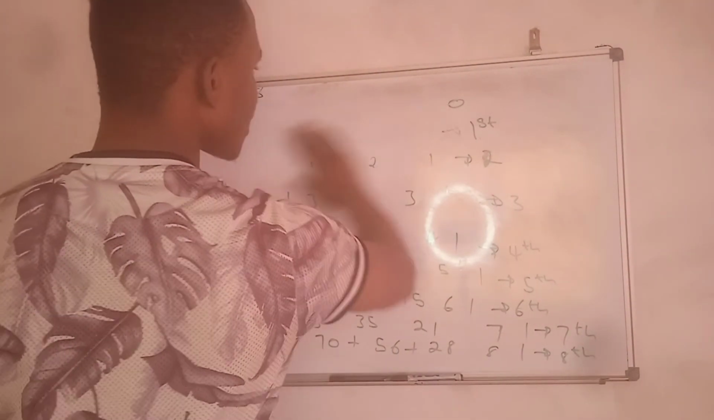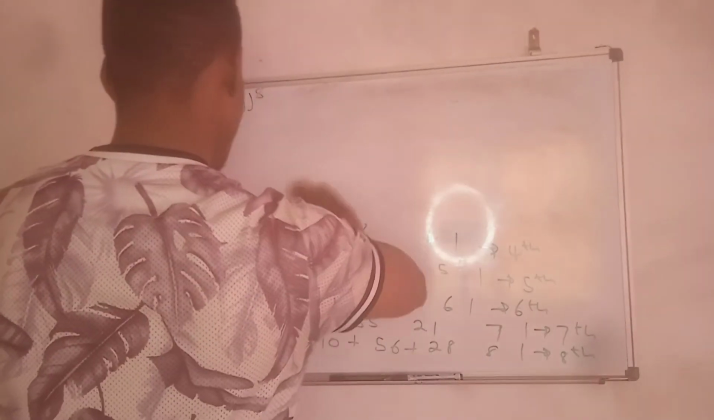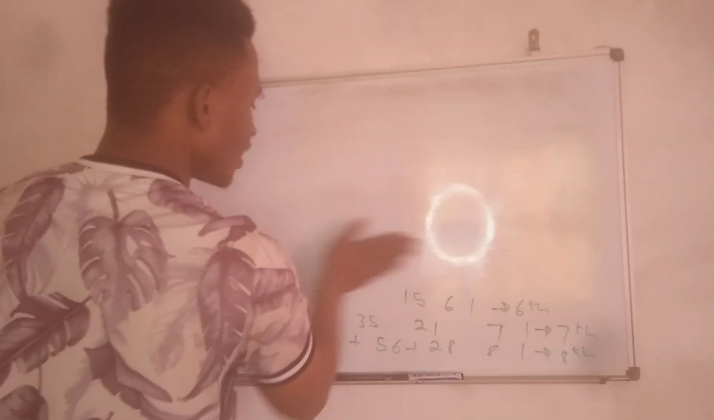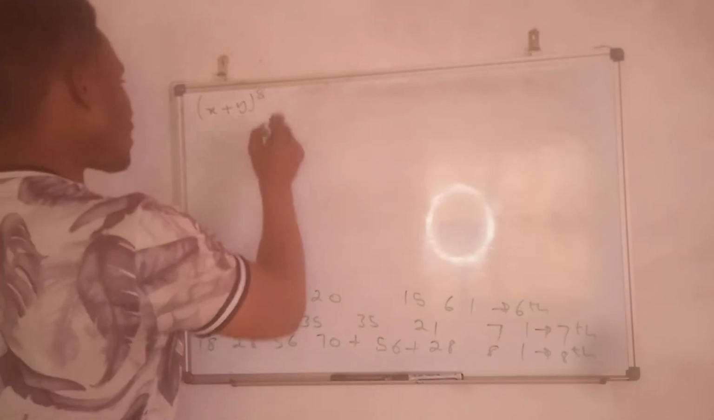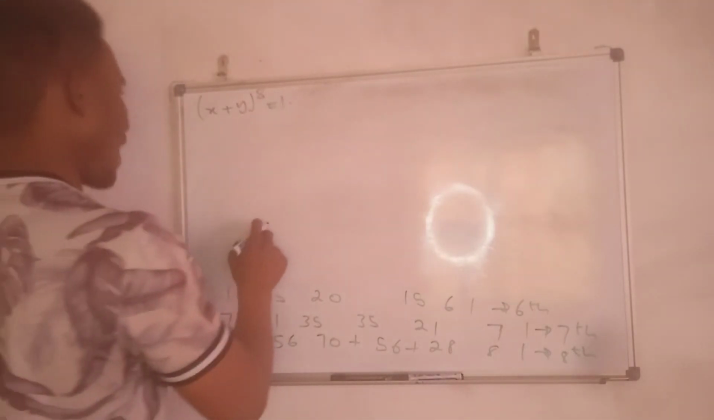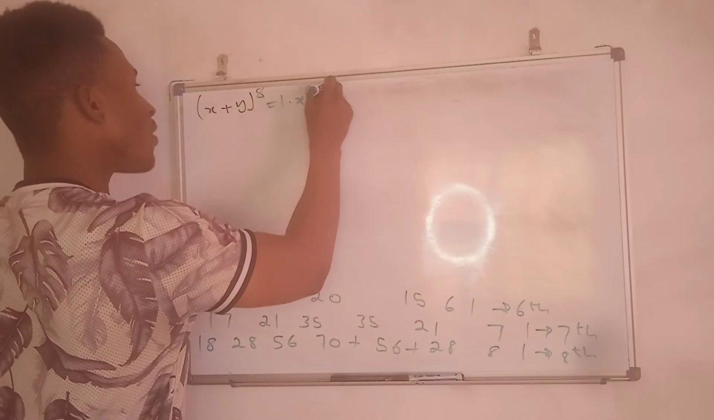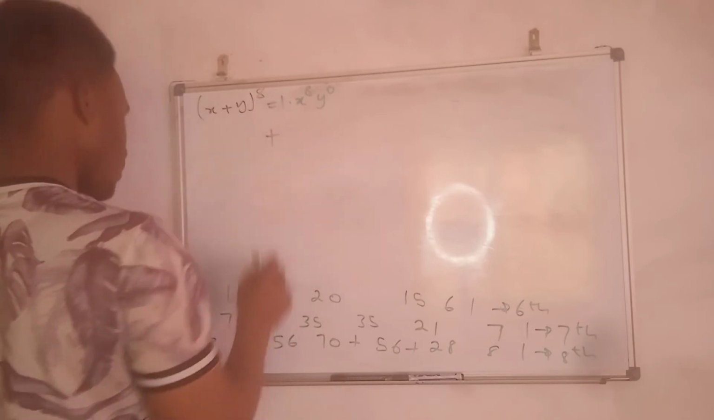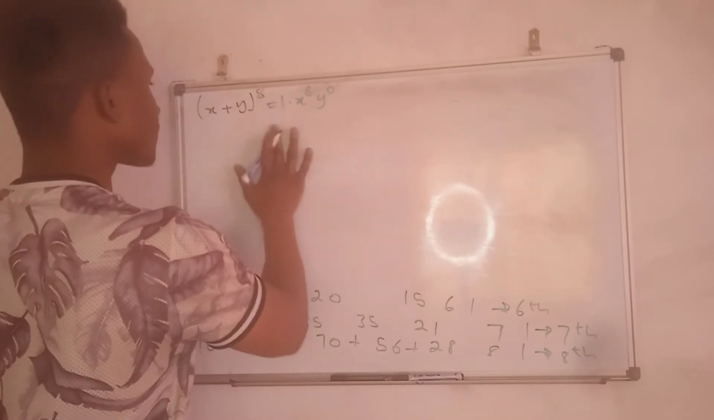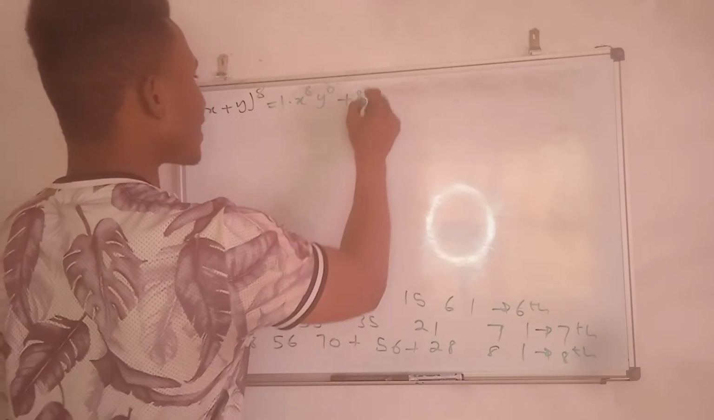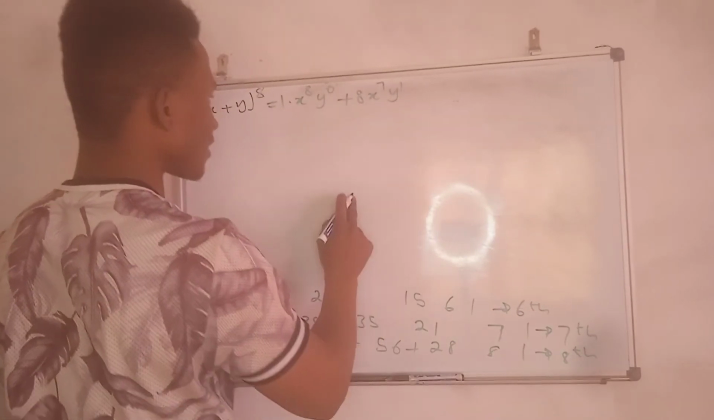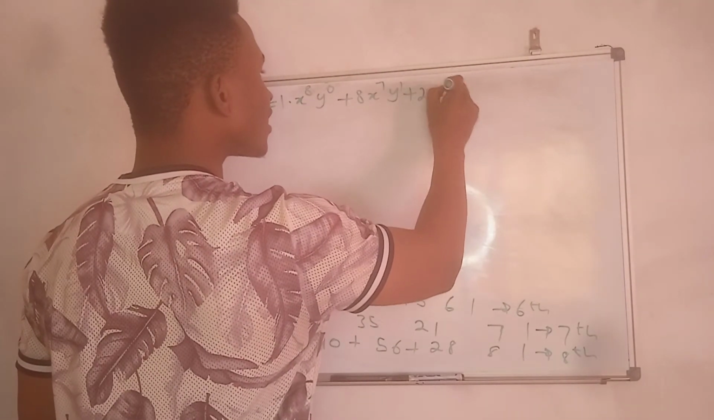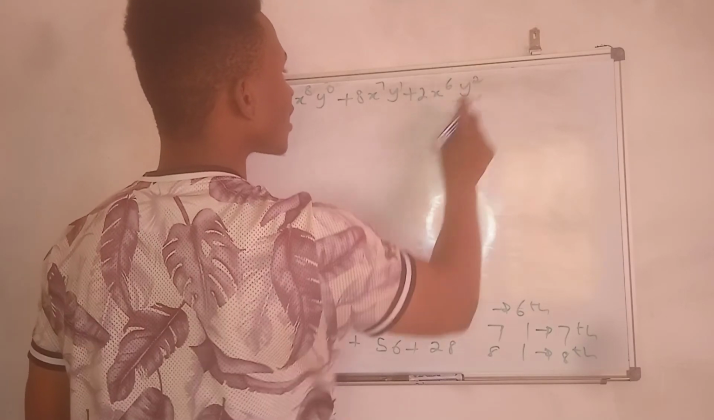So I can erase this part now, since I have the row that I wanted. The coefficient is 1 multiplied by x. X initially is to the power 8, but y is to the power 0. So, plus, my second coefficient is 8. Let me just edit here. It's 8, but x is decreasing and y is increasing. And then my third coefficient is 2. X is decreasing, y is increasing.